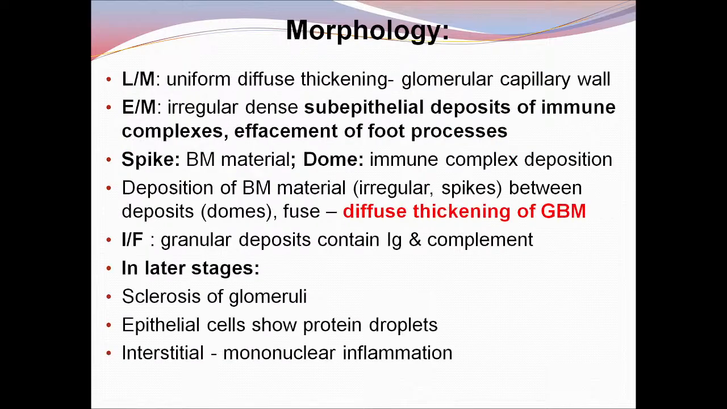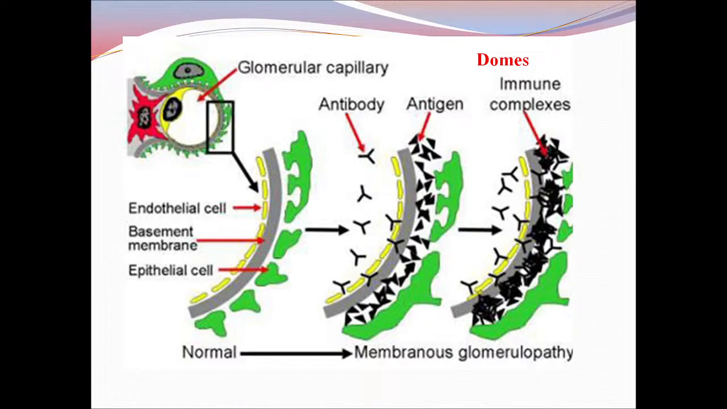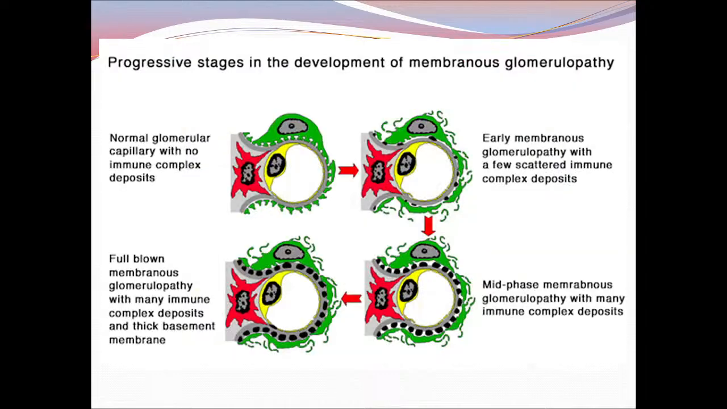So, there is uniform thickening of the glomerular capillary walls, subepithelial deposits on electron microscopy along with effacement of foot processes, and you may see diffuse thickening of the glomerular basement membrane on routine H&E. Granular deposits of immunoglobulin and complement may be appreciated on immunofluorescence. You can have this immune complex deposition at the subepithelial level, and this thickening of the membrane is membranous glomerulopathy.